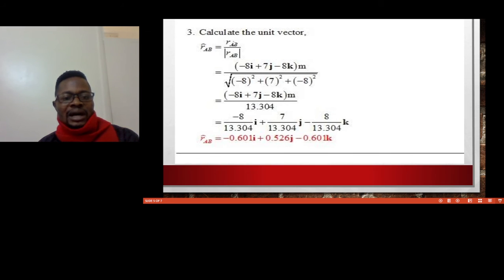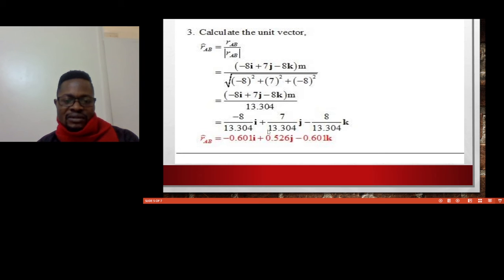So our RAB, we got negative 8i plus 7j minus 8k meters, divided by the square root of the same: negative 8 squared plus 7 squared plus negative 8 squared. So that we have this. And if we divide, because these are independent, we need to take i, j, and k. So we have to take negative 8i divided by 13.304, which is the square root of this.